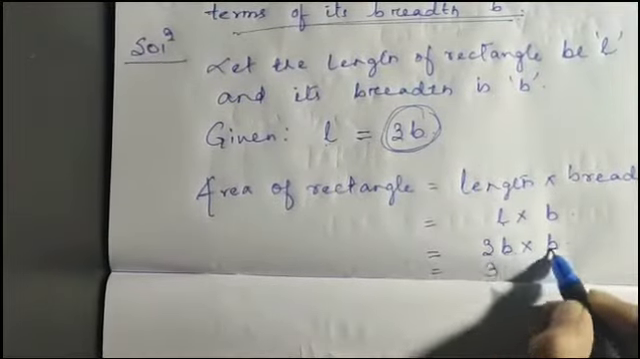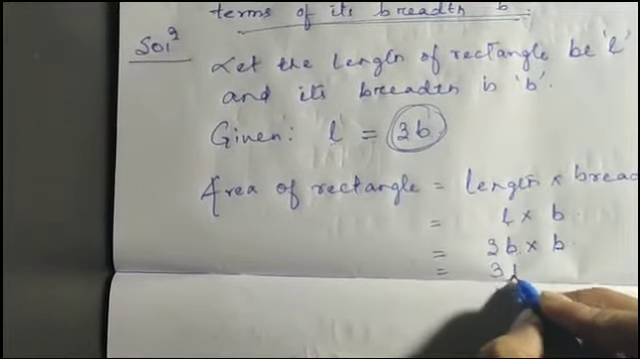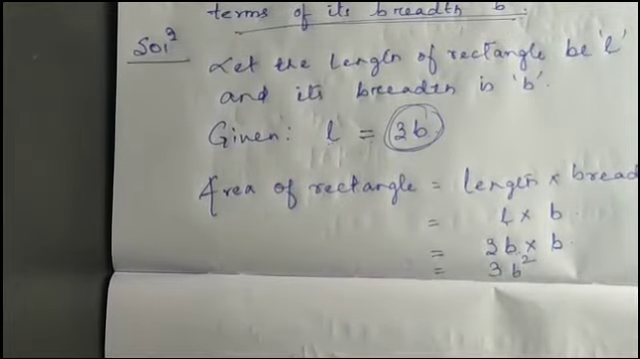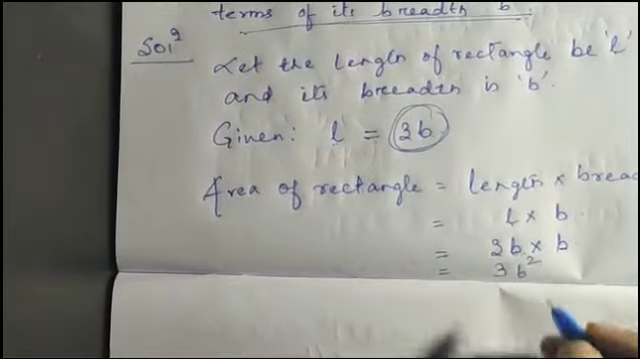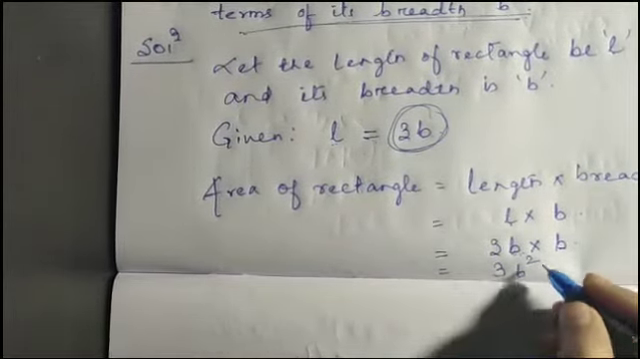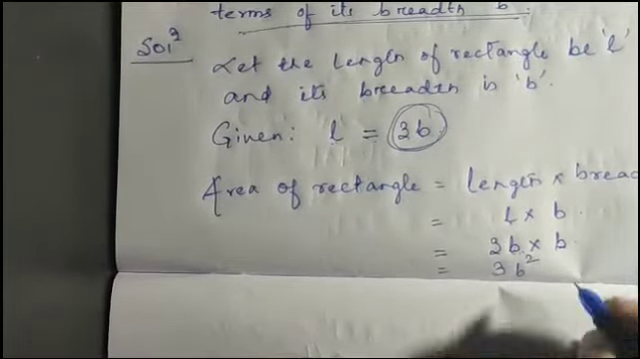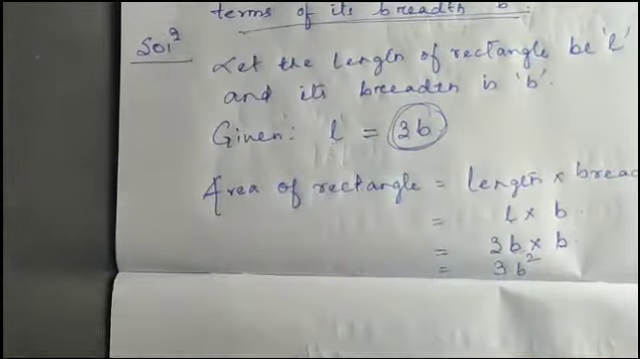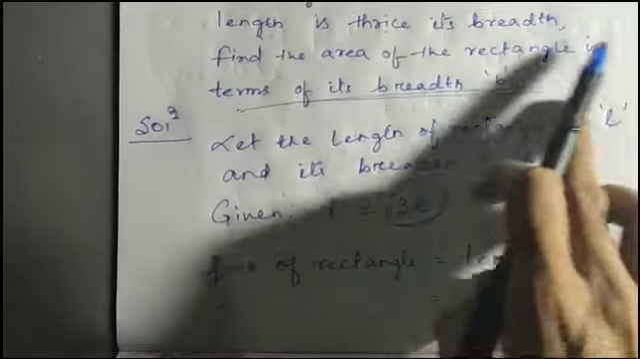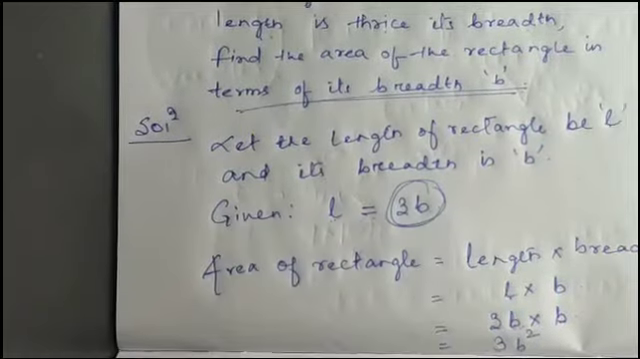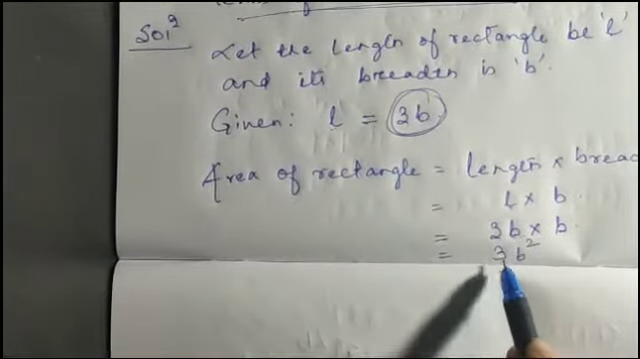Here B into B, how many times? 2 times. So we will write B power 2. B is the base and 2 is the exponent here. Okay. So this is what they have asked us. They have asked us to find the area of rectangle in terms of its breadth. So we got the area of the rectangle 3B square.